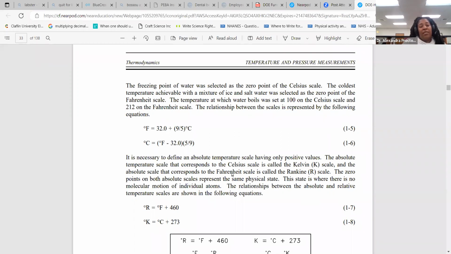And for Celsius, that's equal to whatever the Fahrenheit temperature is minus 32 times 5/9. They're giving you these equations. Okay. So if you're given Celsius, you need to plug that in here to find out what Fahrenheit is. And if you're given Fahrenheit and they want you to convert to Celsius, you need to plug that value in here.